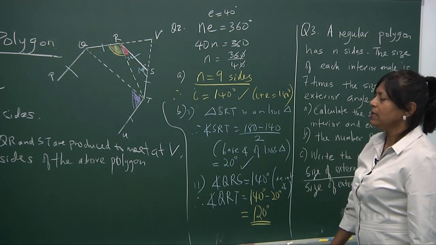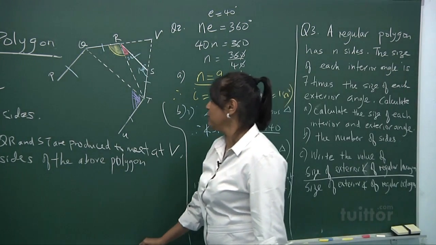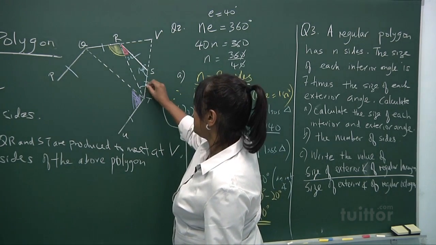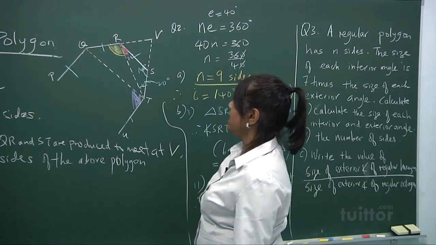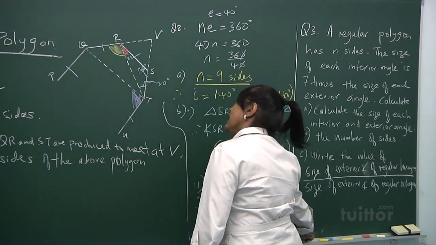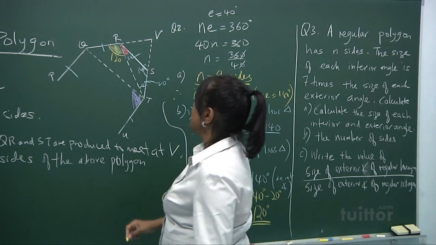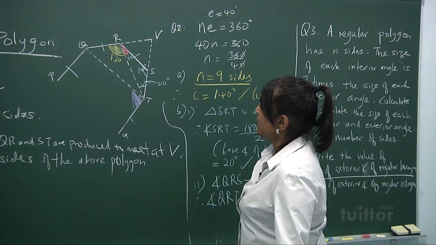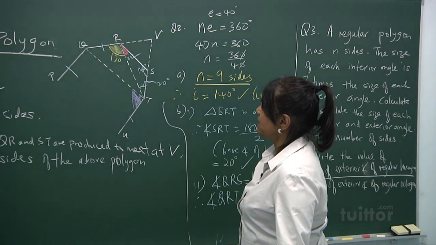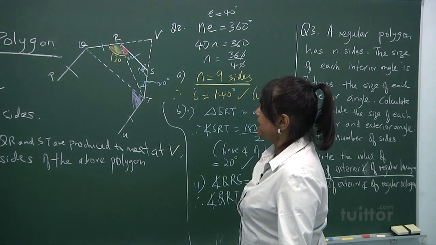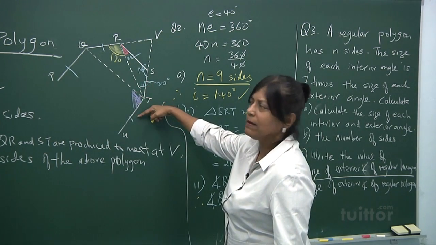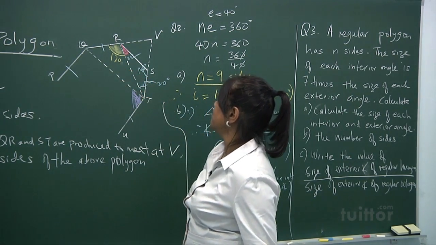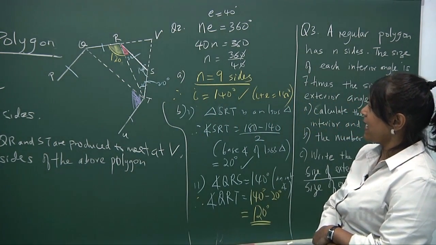Now, how about QTU? They want to find out this angle, QTU. What is this angle here? We know this is 20. This is also 20, and we know this is 120, we just found out. Now we look at it and ask, what is this angle going to be? Look at it very carefully. We know the whole angle is 140. This is 120, and this is 20. What is that angle going to be?